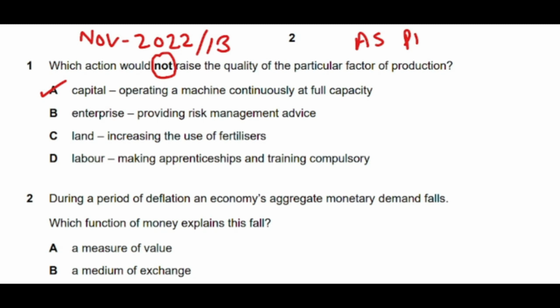So option A is the correct answer. Capital, operating a machine continuously at full capacity. If you operate a machine at full capacity continuously, then the quality of the factor of production, that is capital, will not rise or increase, rather it will decrease, because if you continuously use the machinery, technology and tools, they keep depreciating and their value continuously decreases instead of increasing.